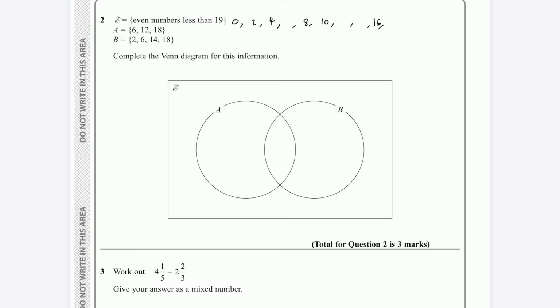So if you look at A and B, if you look at what they have in common, we know that they've both got 6 and 6, and 18 and 18, so we know that 6 is going to go in there, 18 is also going to go in there. That leaves us with 12 in A, and 2 and 14 in B, and then actually I can rub this 2 off here as well, so that then leaves us with a 0, 4, 8, 10, and 16 outside.